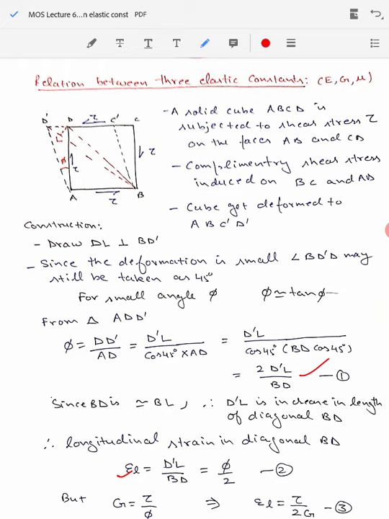And from equation 1, we know that D'L by BD is equal to phi by 2. So let's put it over here. So basically you are calculating the longitudinal strain value as half of the shear strain value in the cube. But we also know the relation between shear stress and shear strain as tau equals G times phi, which you can write as G equals tau by phi. So from here, if we substitute phi, you can write the longitudinal strain as epsilon L equal to tau by 2G.